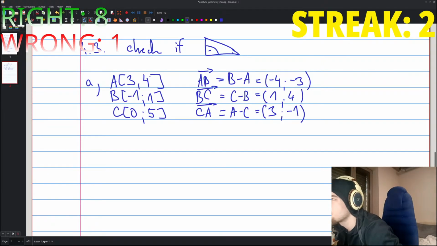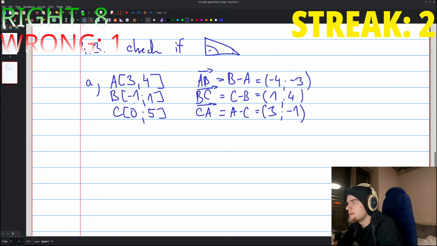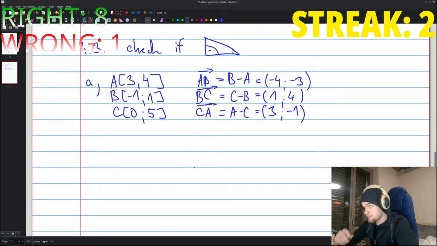Let me just quickly double check. So B minus A, so that's -1, -3, that's -4, yeah. And 1, -4, -3, yeah. C minus B, 0 minus 1 is 1, 5, yeah, 4, and A minus C, 3 minus 0 is 3, 4 minus 5, yeah.